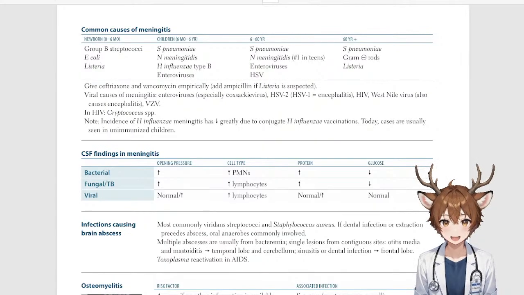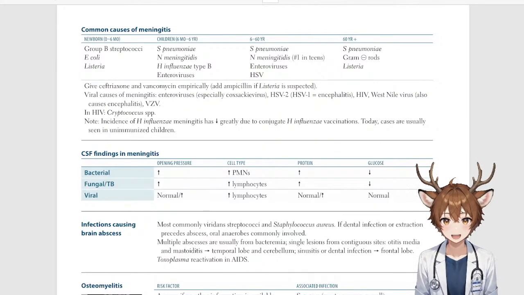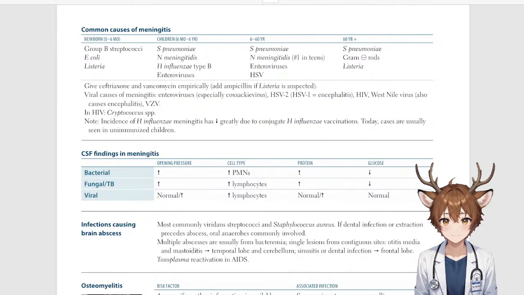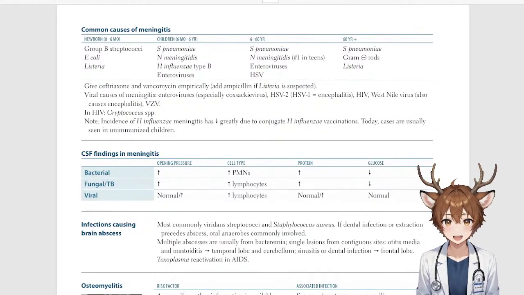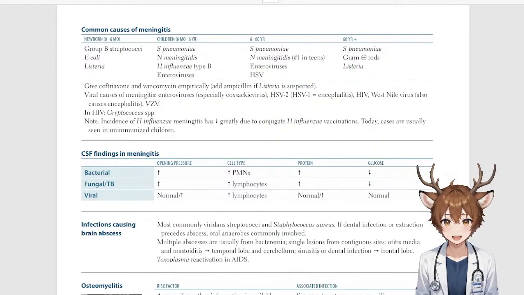What about cerebrospinal fluid findings in meningitis? We have the opening pressure, cell type, protein, and glucose. So bacterial. This is an important one, because you'll have questions where they have a vignette for you and they talk about this patient has meningitis and we find XYZ things. You have to figure out what kind of things can you eliminate from your answer choices.